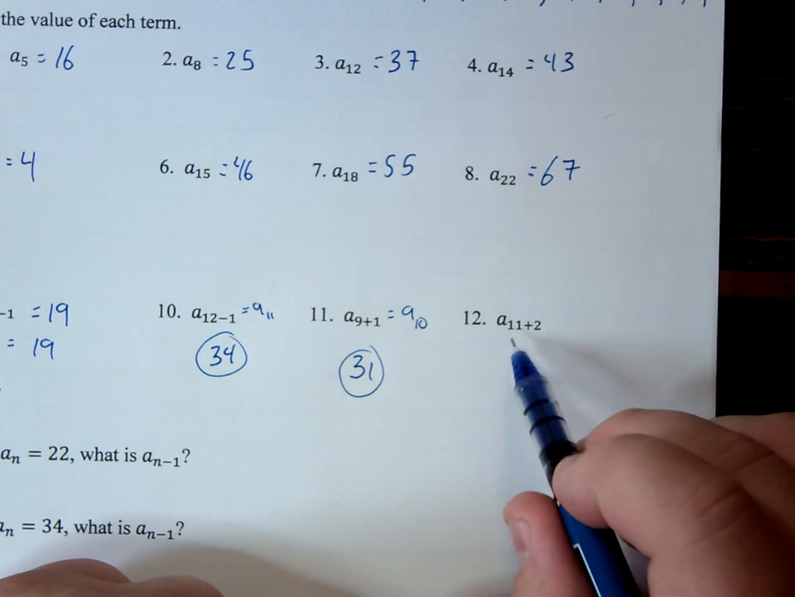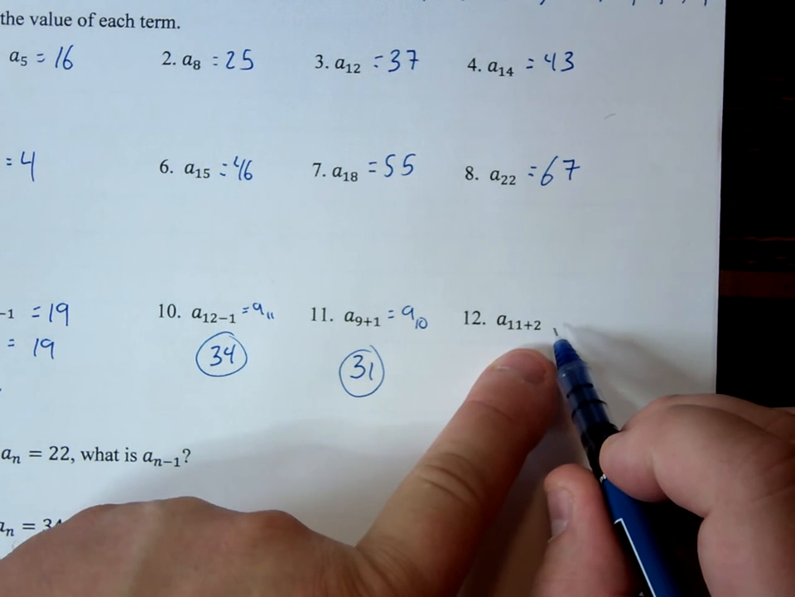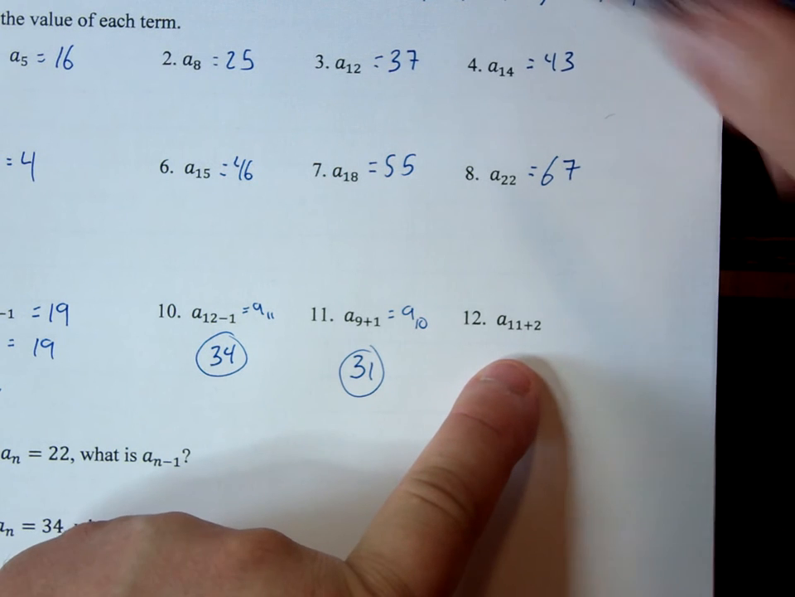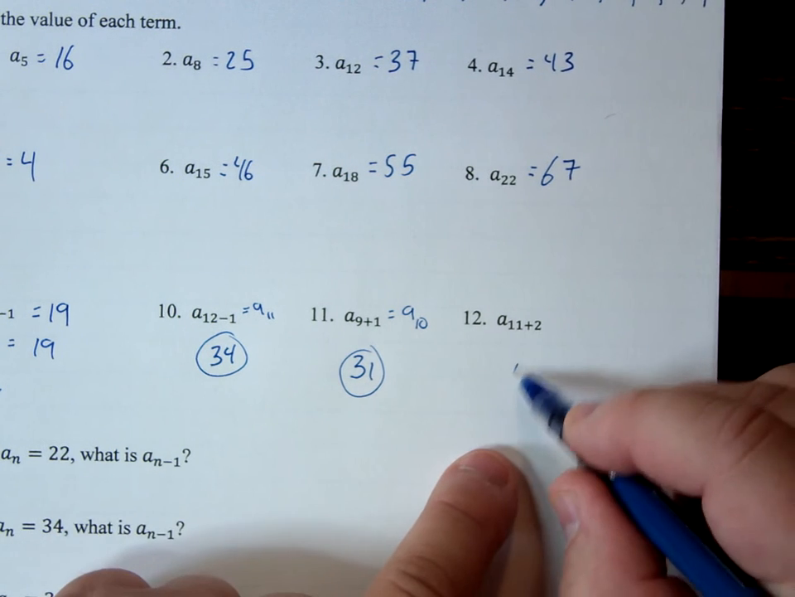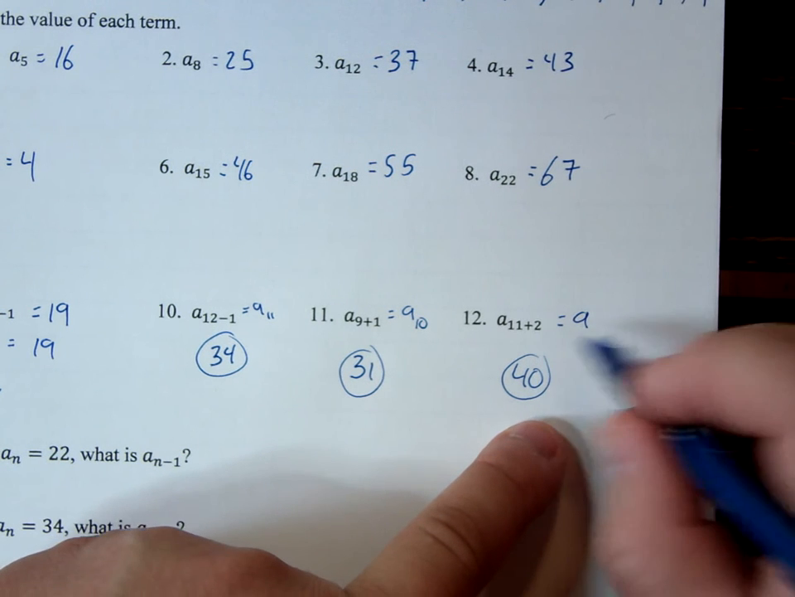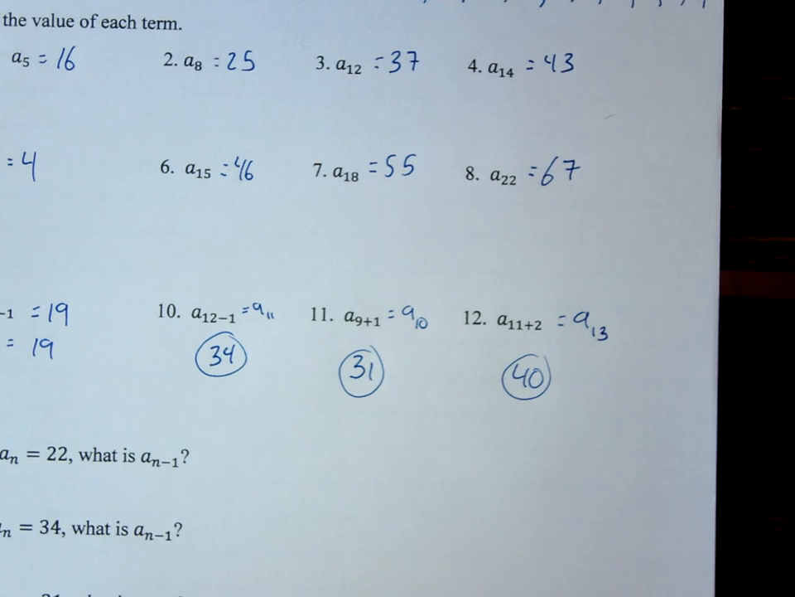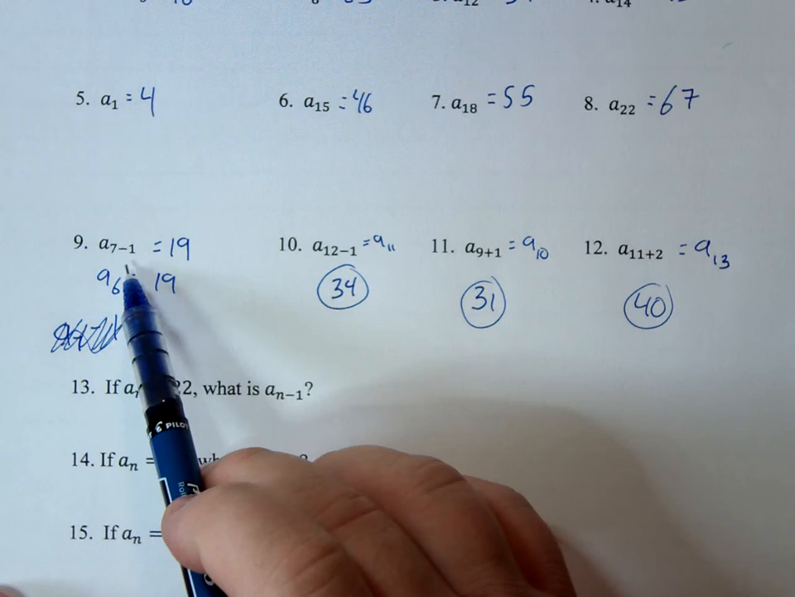This says if you find the 11th term, what is 2 after it? Right? So the 11th term is 34. 2 more terms would be 40. Or, that is a sub 11 plus 2 is 13. Now, when it's all numbers, that makes sense. And you can just do the math first if you wanted to.